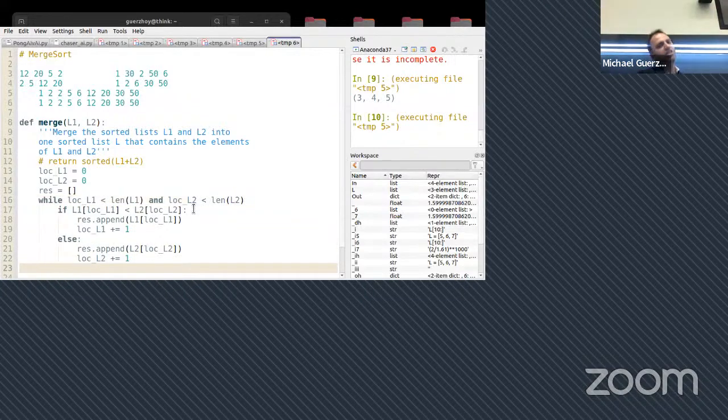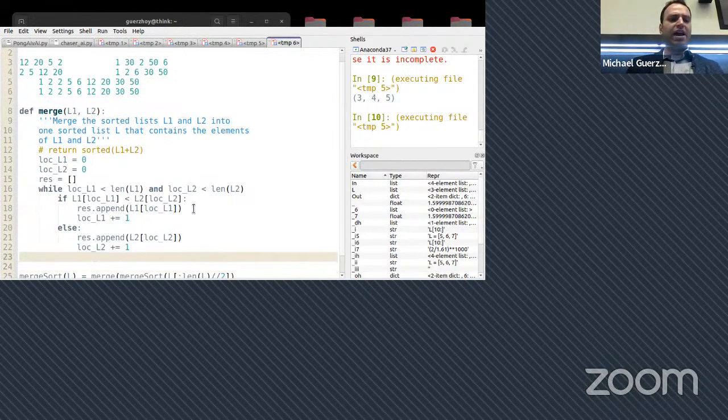So if we are here, that means that we either ran out of elements in L1 or we ran out of elements in L2. Because either loc L1 became the length of L1 or loc L2 became the length of L2. Both can't happen at the same time. It's one or the other, right? Because every time we advance either in L1 or in L2, not both. And initially we haven't run out of elements.